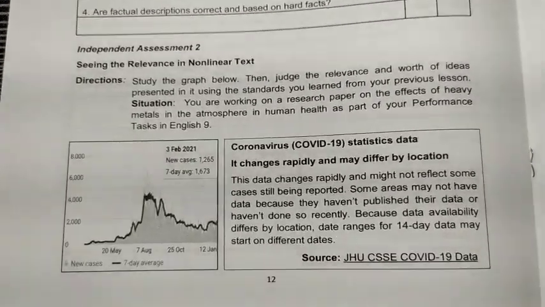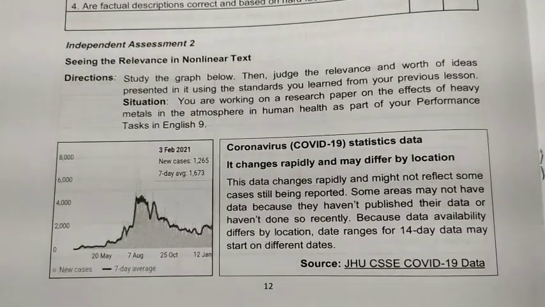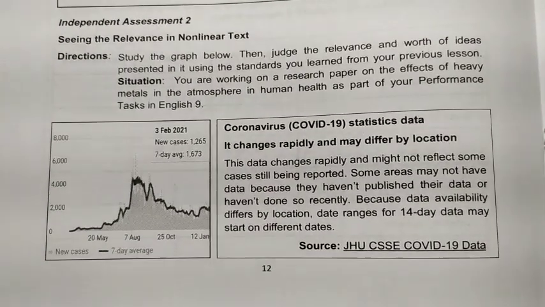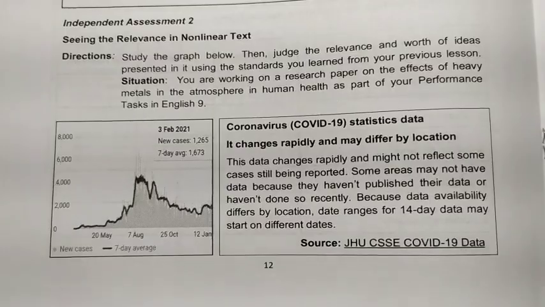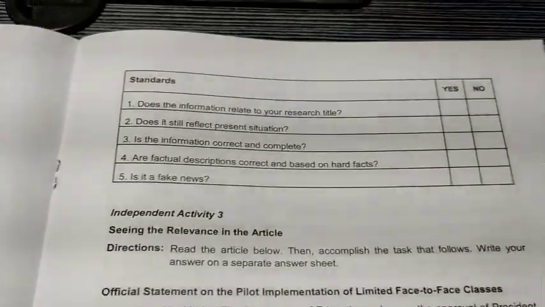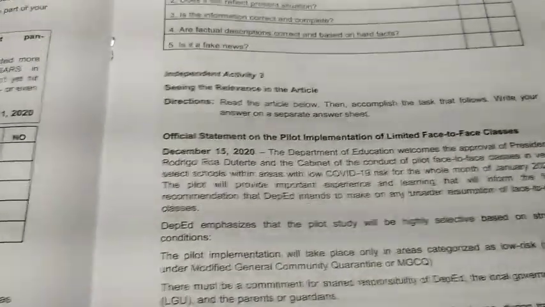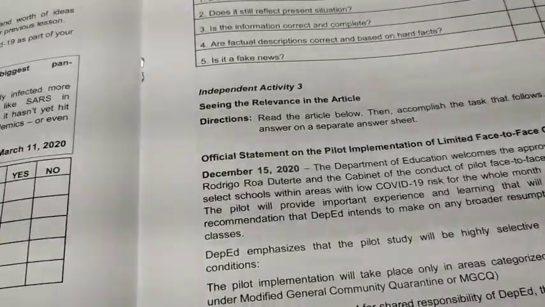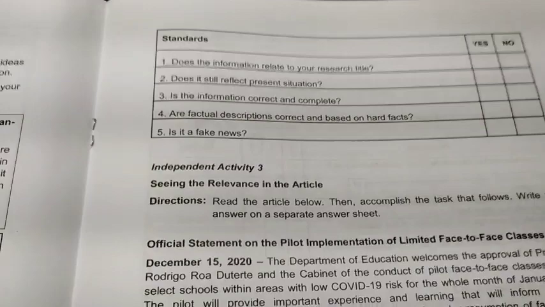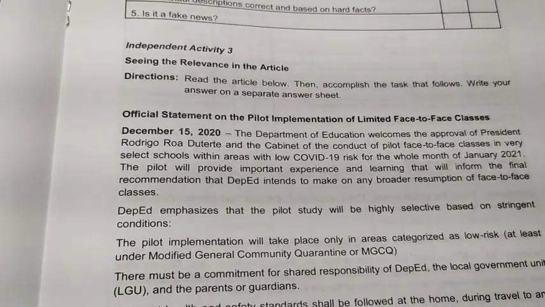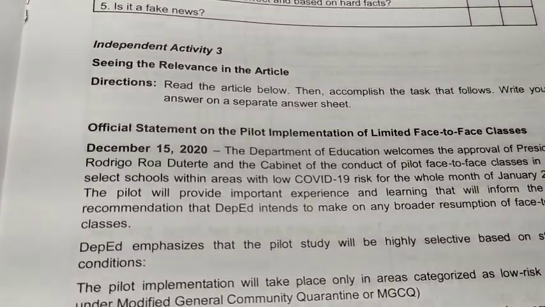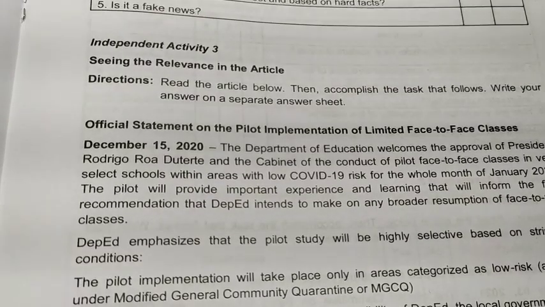Independent assessment 2, seeing the relevance in non-linear text. Based here again, judge the relevance and worth of ideas. We have here the one we have done. Independent activity 3, seeing the relevance in the article. Read the article below, then accomplish the task that follows.